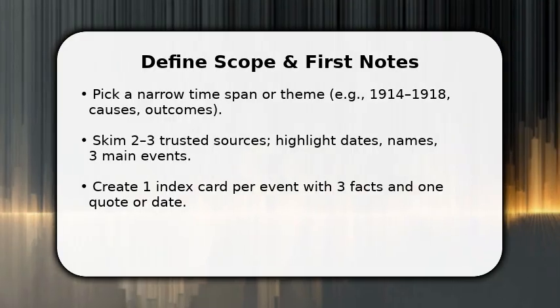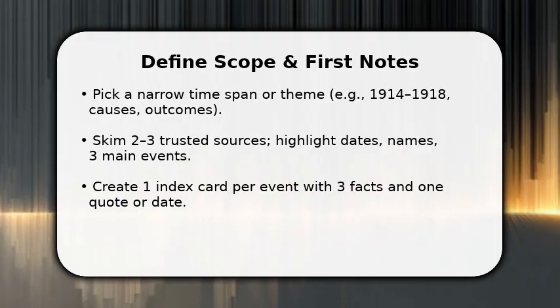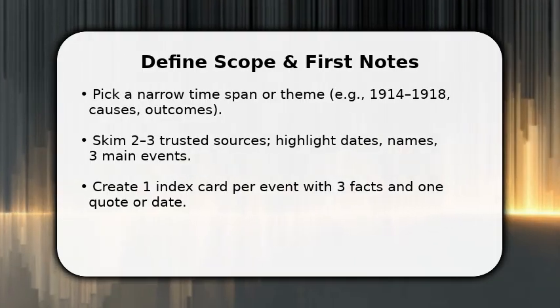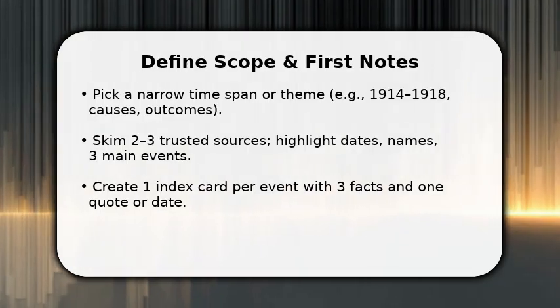Next, make 1 index card per event. Write the event title, 3 bullet facts, and a single memorable date or quote. Once done, arrange cards chronologically so you already have a raw structure to compress into concise study notes.